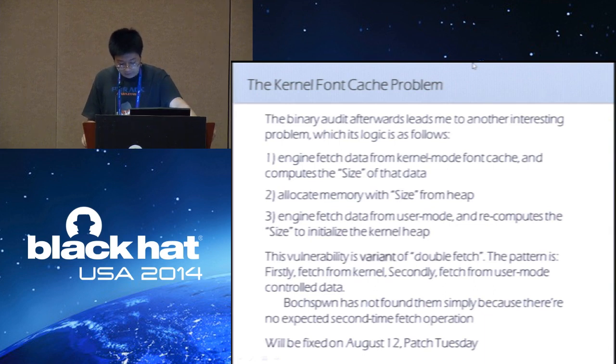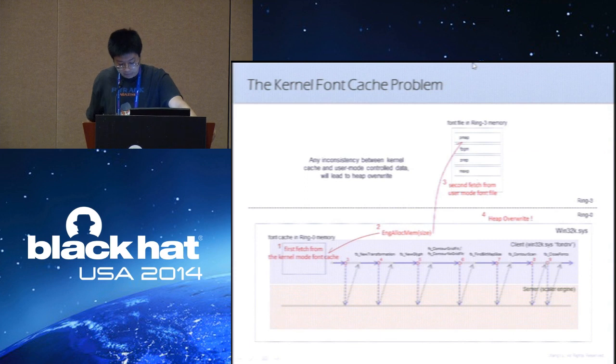It's a whole new kind of vulnerability pattern, and the vulnerability is a variant of double fetch. I think the pattern is: first fetch from the kernel, and the second fetch from user mode controlled data. And BoxBone has not found them simply because there are no expected second-time fetch operations. I drew a picture to illustrate this problem.